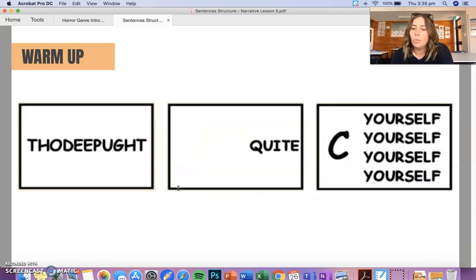So there is a quick little warm up. It's a rebus puzzle. We've done them 100 times. So have a crack at those. Just write 1, 2, 3 in your margin and try and work out what you think each one is.